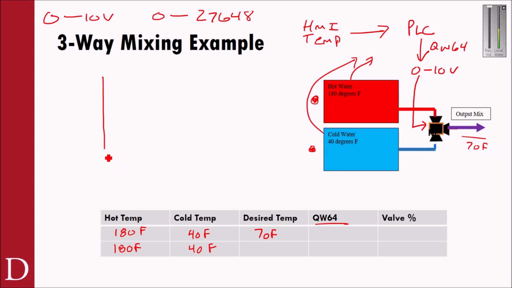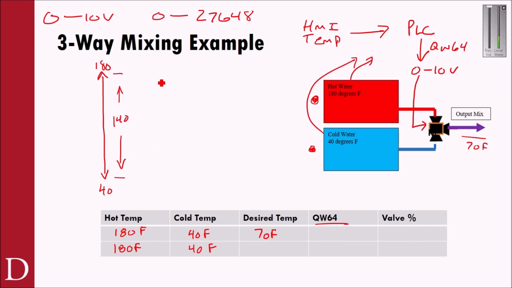Well, what I would do is I'd look at the number line here, and I'd say, well, here's 180 degrees and here's 40 degrees. And I know that there's 140 degrees difference between those two, right? So from here to here is 140 degrees between my hot and my cold water, right? So I've got to figure out, well, where is 70 in the scale? So I'd say, well, 70 is 30 degrees above the minimum, right? And so where is 30 with respect to 140?